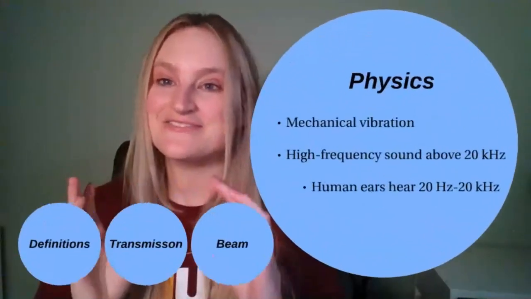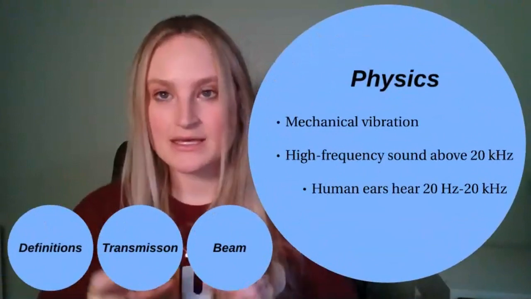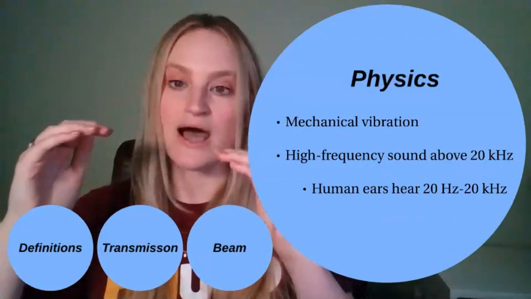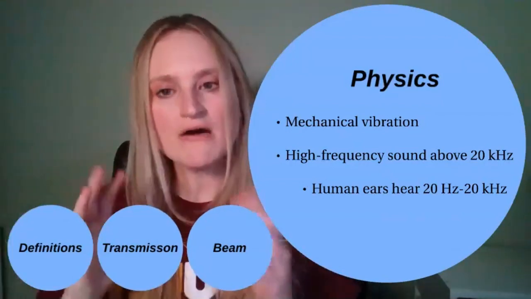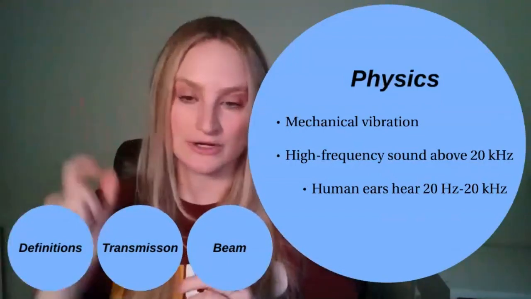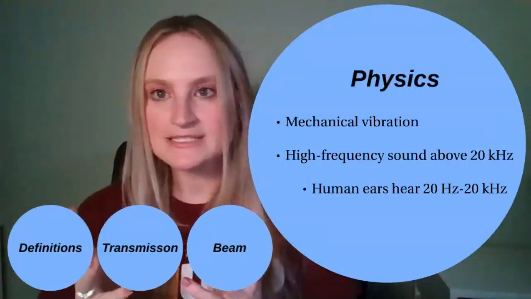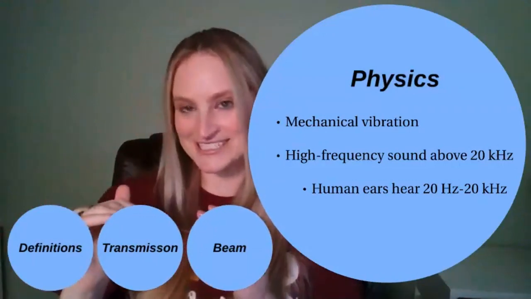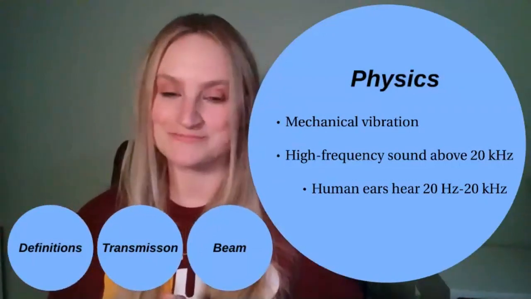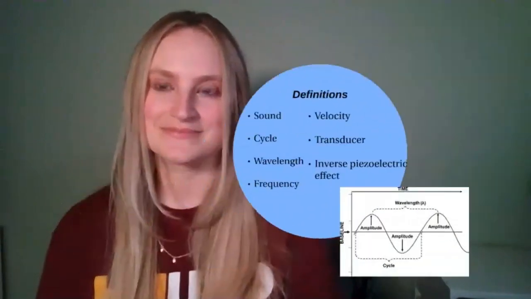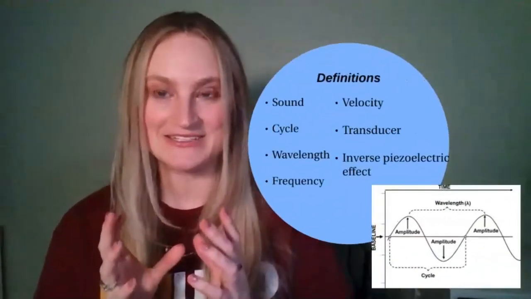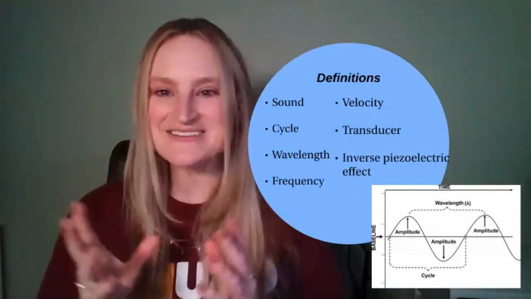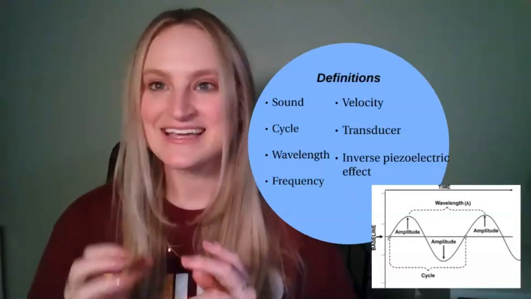First up, let's talk about the physics of ultrasound. Ultrasound refers to mechanical vibrations at a high-frequency sound above the audible sound range, of which the upper limit is 20 kilohertz. For reference, humans can hear sounds between 20 hertz and 20 kilohertz at the upper level. When we discuss ultrasound, there are a few key definitions to remember. Some are a little more complex than others.